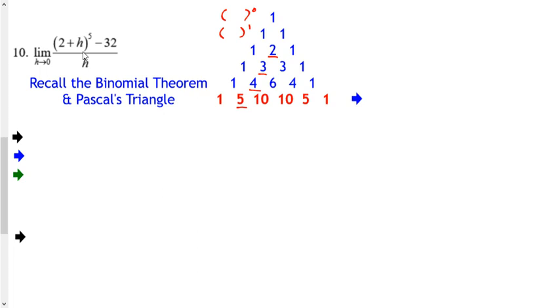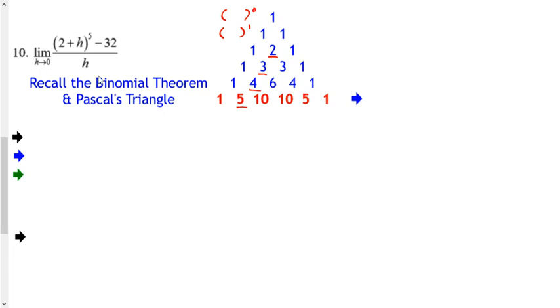Now, what didn't I do? I didn't plug in 0 for h, but let's do it. 0 for h, denominator 0. 0 for h here, 2 to the 5th is 32 minus 32, 0. So yeah, I do need to expand it and look to see if I can find a common factor of h.